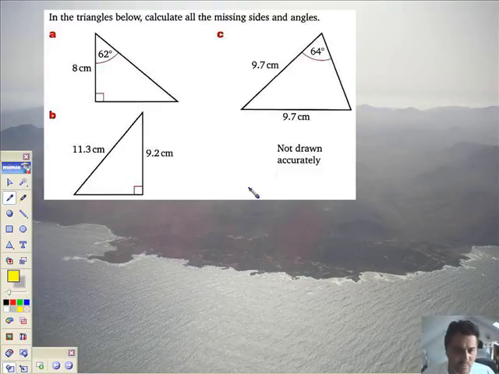18.2, page 273, question 3. Just 3 questions that stand alone. He says, in the angles below, calculate all the missing sides and all the mystery missing angles.